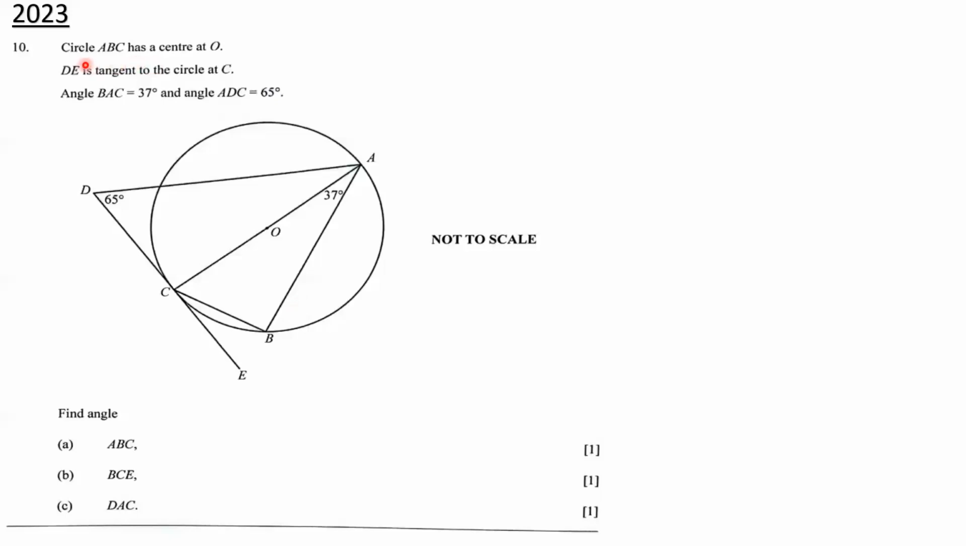The question says circle ABC has a center at O. DE is tangent to the circle at C. Angle BAC equals 37 degrees and angle ADC equals 65 degrees. Find angle ABC. Here we have to consider the one that's in the middle.